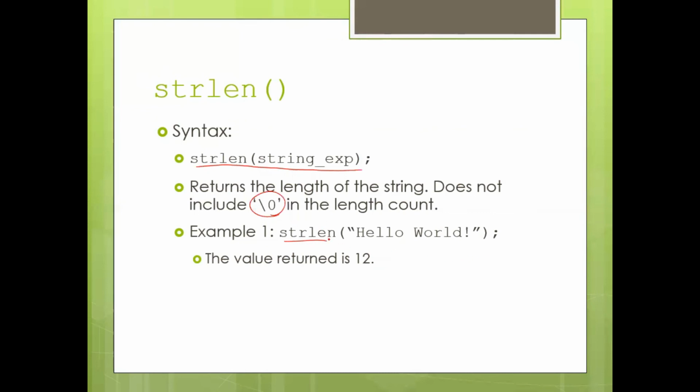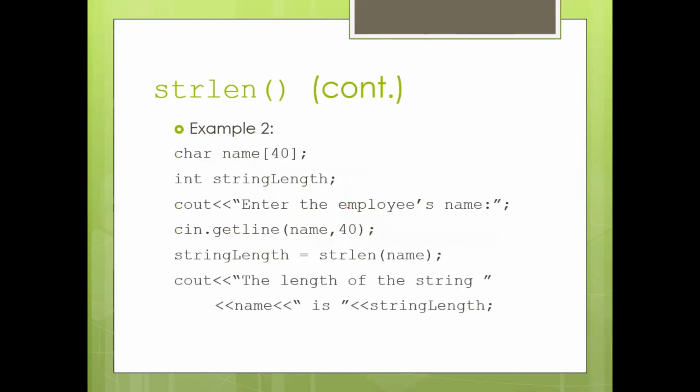So strlen selalu dia akan keluarkan nilai integer. Okay, so strlen you kena kira lah, dia kata 12. Okay, so bila strlen ni you kena kira 1, 2, 3, 4, 5, 6, 7, 8, 9, 10, 11, 12. So dia akan return nilai integer di mana length untuk hello world adalah 12. Start kira dengan 1.